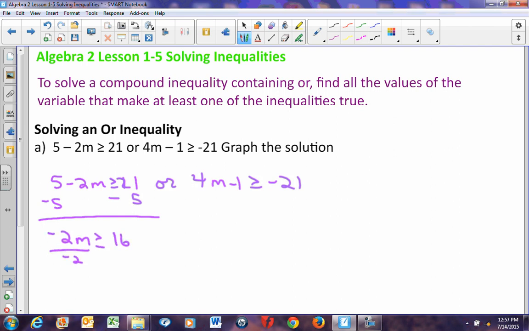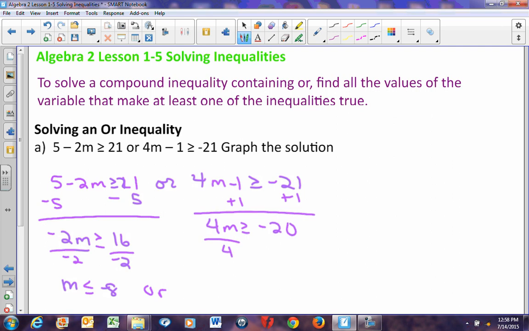Divide by negative 2. m is greater than or equal to negative 8. Whoops, I divided by a negative, so I must switch my inequality symbol. Almost forgot. m is less than or equal to negative 8. Or over here, add 1, add 1, 4m is greater than or equal to negative 20, divide by 4, m is greater than or equal to negative 5.